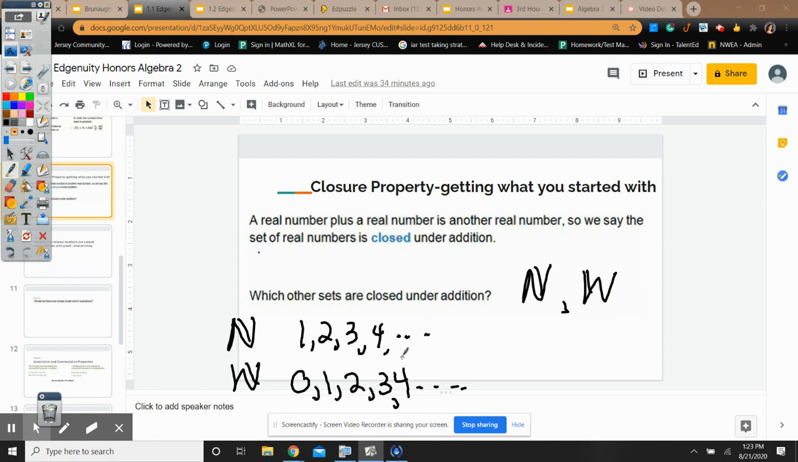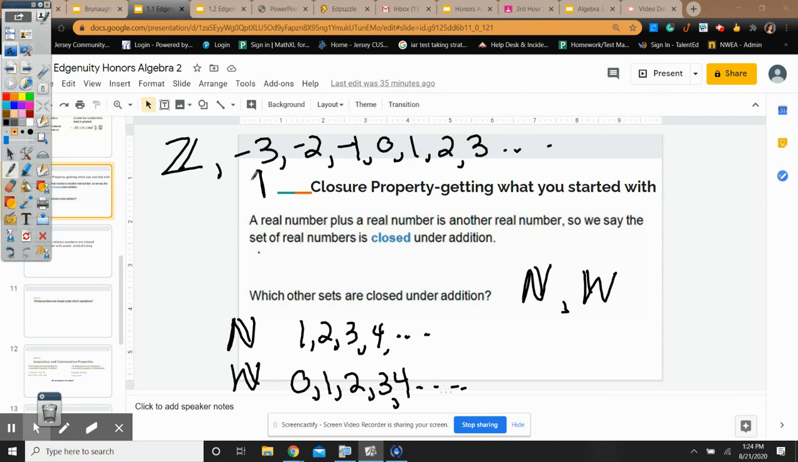How about what's next? Already did natural. Integers. Integers are -3, -2, -1, 0, 1, 2, 3. Now, a lot of times when we're checking for closure, it's nice to find little special cases. Like 0 is always nice to look at. If I take 0 plus any of these numbers, am I going to get one of these numbers? Yes. Opposites are nice to look at. Does -3 plus 3 still give me an integer? Yeah, it gives me 0. So the integers are also closed under addition.